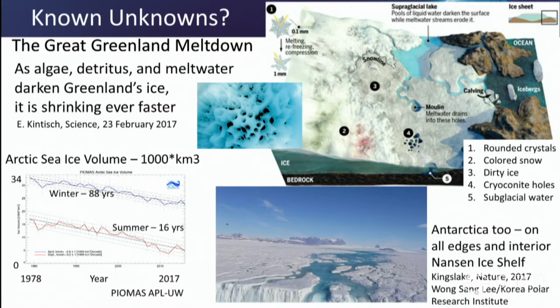And of course, there are rivers forming on top of the ice sheets also, and there'll be a video in a minute. This is from the Arctic sea ice versus time. So this goes back to 1978. Here we are, 2017. This is from the Polar Science Center at APL UW. So if you just do a simple extrapolation, in 16 years there'll be no sea ice left in the Arctic.